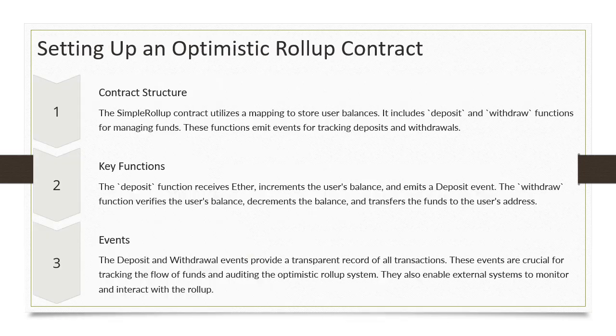Then the simple rollup contract uses a mapping to store user balances and includes deposit and withdraw functions for managing funds. These functions emit events to track deposits and withdrawals. The deposit function receives Ether, increments the user's balance, and emits a deposit event. The withdraw function verifies the user balance, decrements the balance, and transfers funds to the user address, emitting a withdrawal event. These events provide a transparent record of all transactions, which is crucial for auditing the optimistic rollup system.